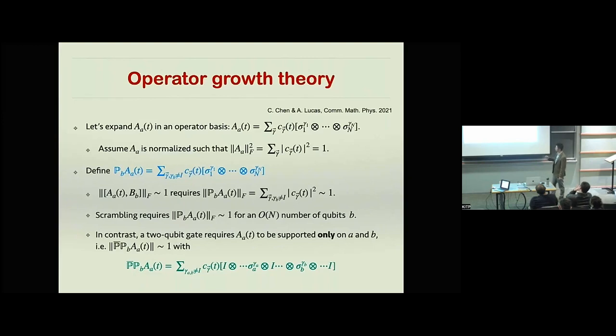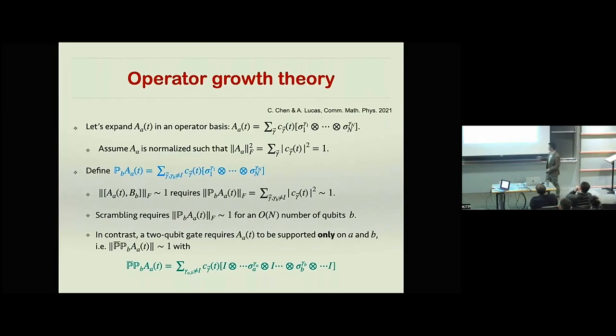We require this operator A at time t, which is the end of the quantum gate, to be supported only on sites A and B. It cannot be supported on any other sites. Otherwise, it's not a two-qubit gate. And from the state transfer language, if it has support on other sites, you can't make it work for any initial state of those other qubits.